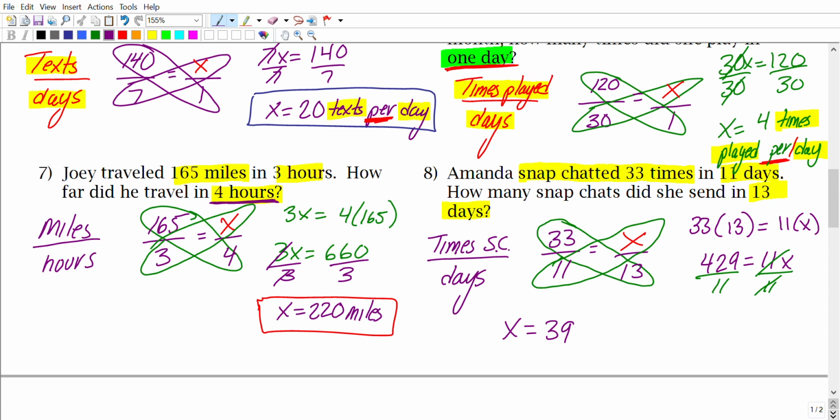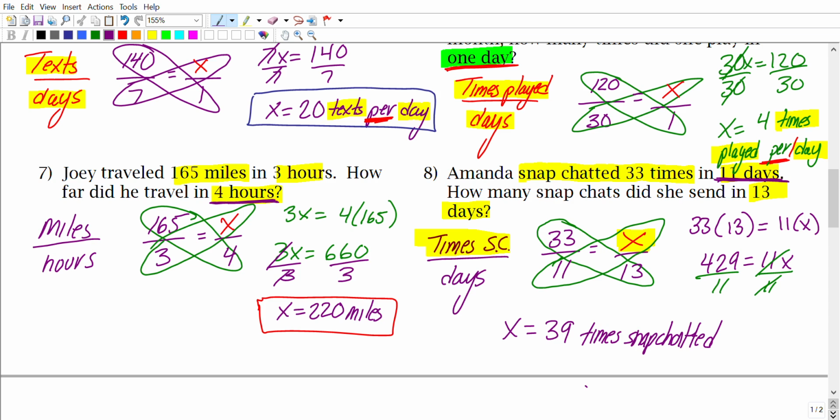Well, let's see. We have in the numerator times Snapchatted, so this has to be times Snapchatted. So once again, I'm not going to write times Snapchatted per day because that wouldn't even make sense, guys. Because think about it. If it was 39 times per day, and on this first example, she tells us that in 11 days, she sent 33 Snapchats. Well, in 11 days, that would be a lot more. That'd be over 400 Snapchats. So that wouldn't make sense.